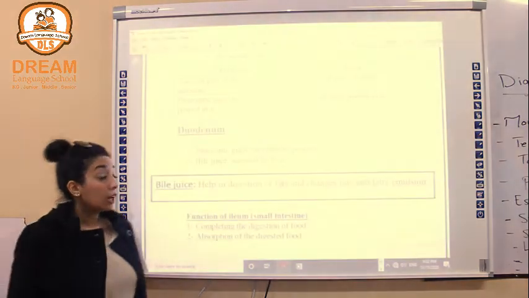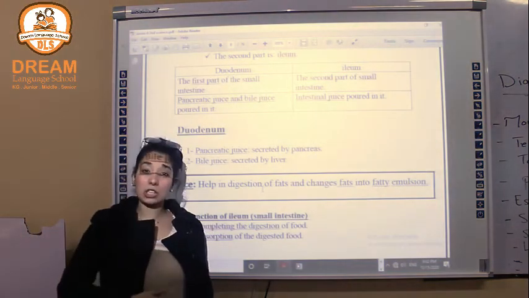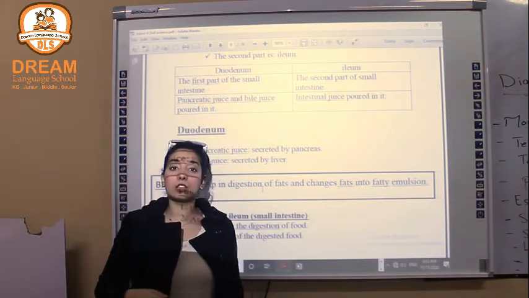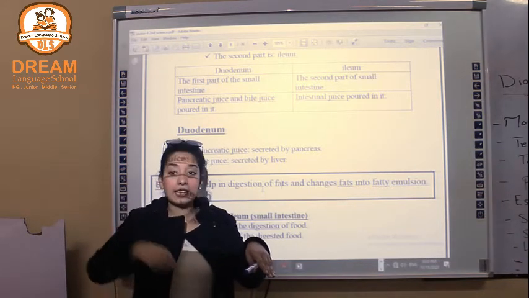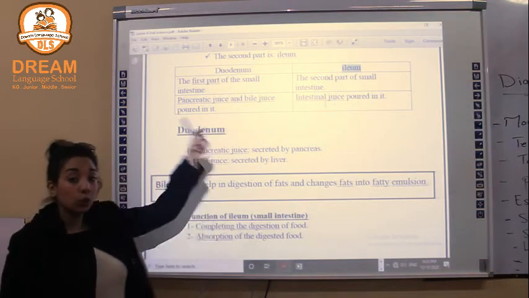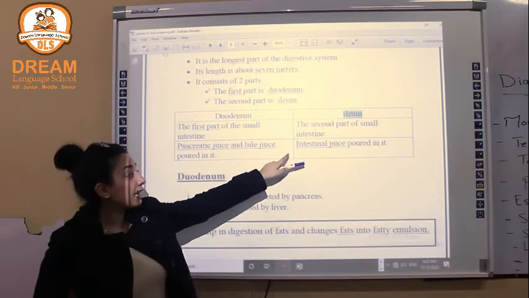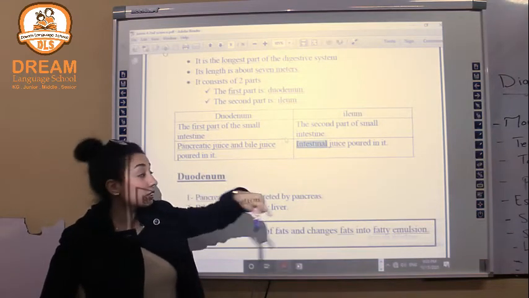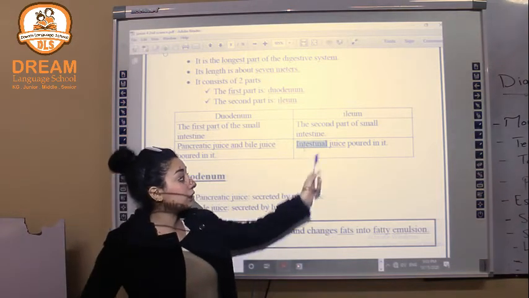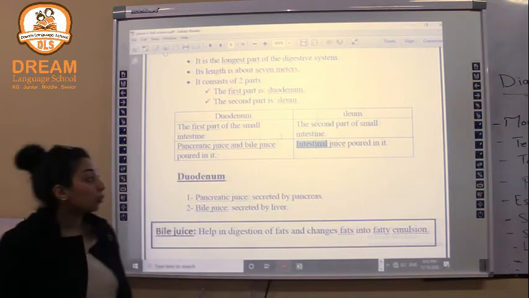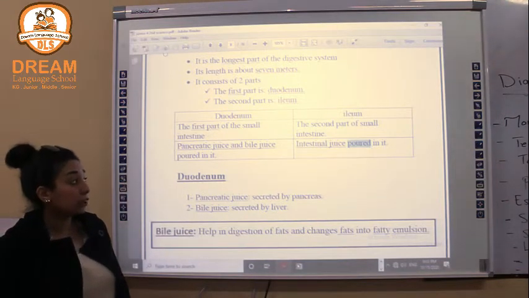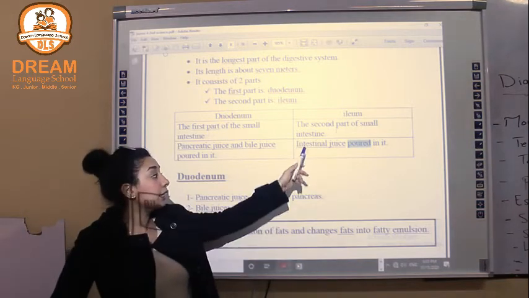What does this mean? I made incomplete digestion in the stomach. So when the question says incomplete digestion of proteins in the stomach, complete digestion in the ileum, it's telling you that the ileum also has juice. What is this juice called? Intestinal juice. Intestinal comes from intestine. So a juice is also poured in the ileum to help it digest the rest of the food: intestinal juice.